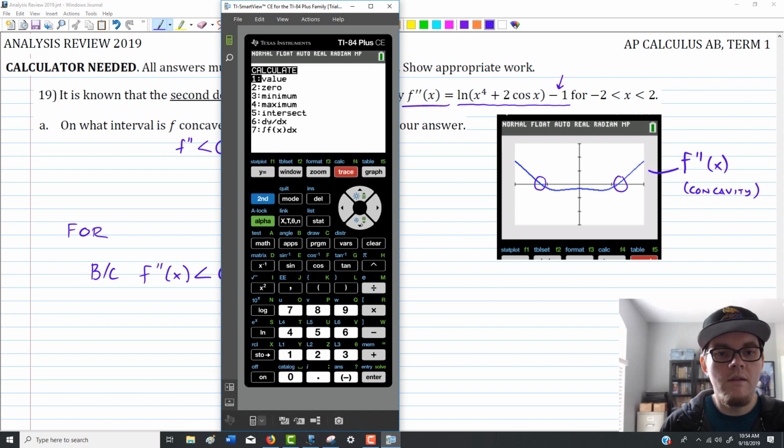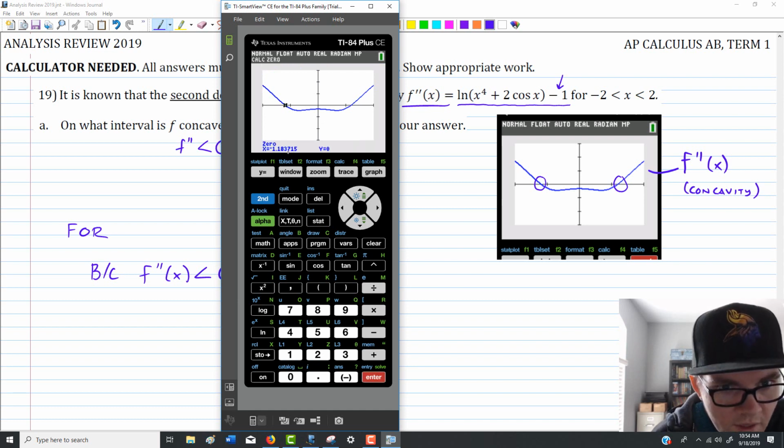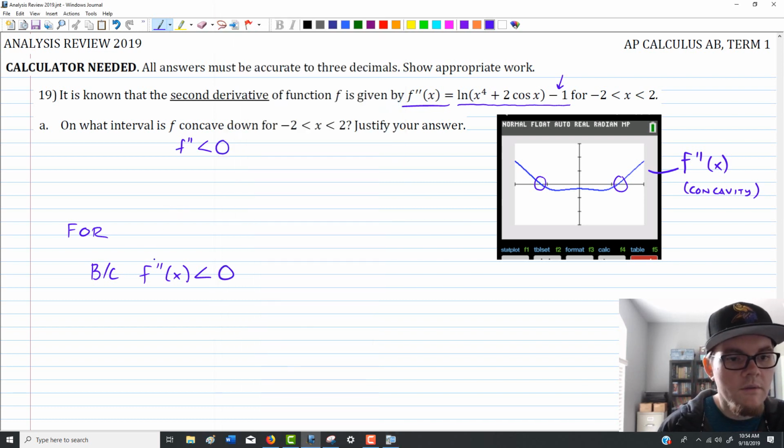So let's go to the calculate menu, second trace. Go to the zero feature. Let's go -2 to 0. Let's go -1. And it says our zero is at -1.184.